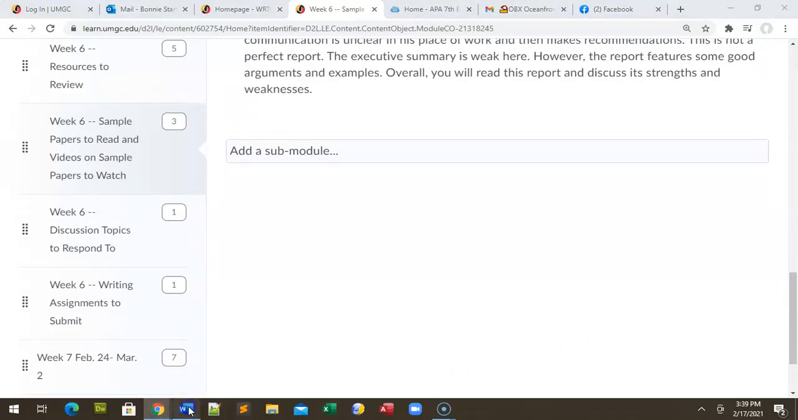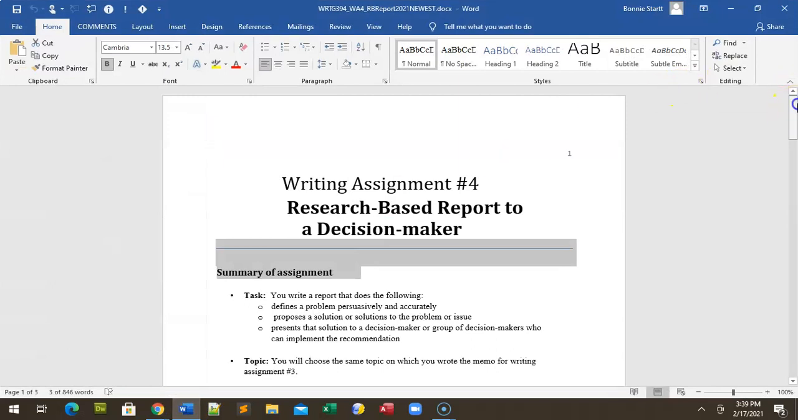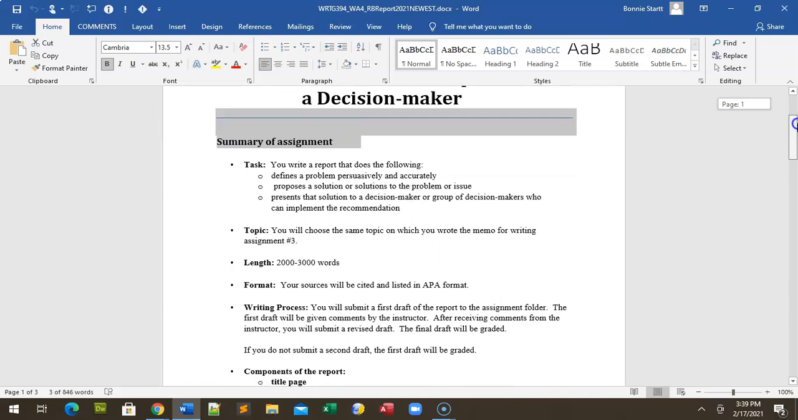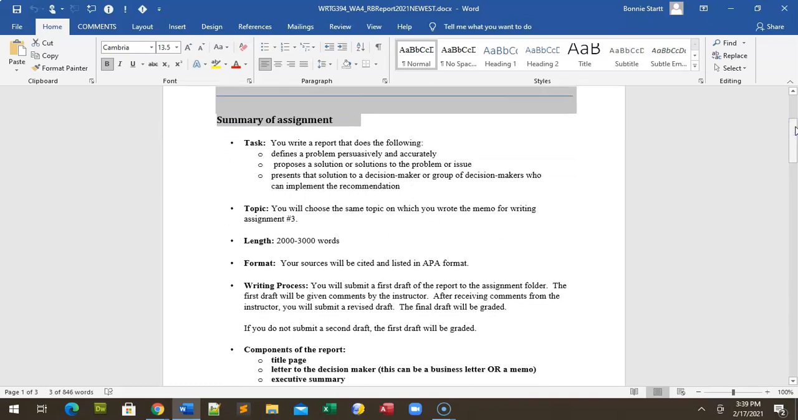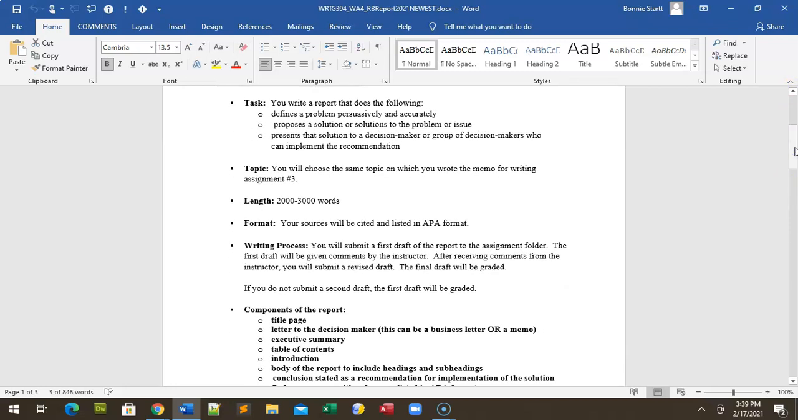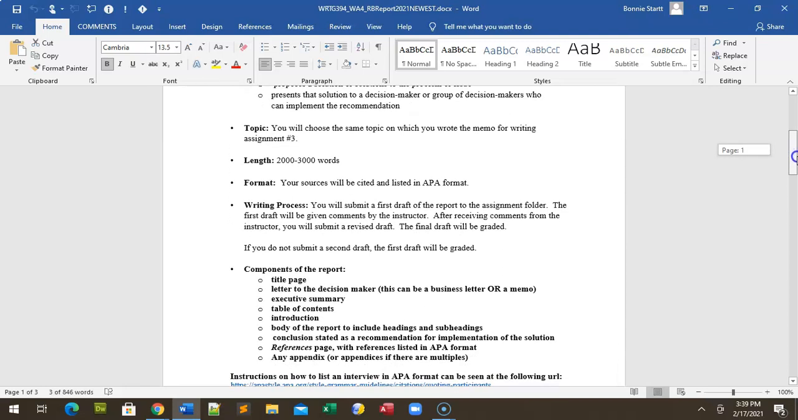Now let's take a moment and have a look at the actual assignment. This is going to a decision maker, whether it's your boss or someone in your community. You're looking for something that can be proven. Basically, this should be the same topic as what you did for writing assignment number 3. I made comments to you on that to help you put your paper together. It will be 2,000 to 3,000 words, and of course it will be cited and listed in APA format.